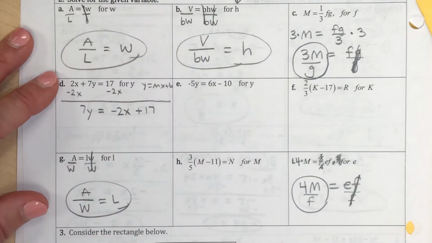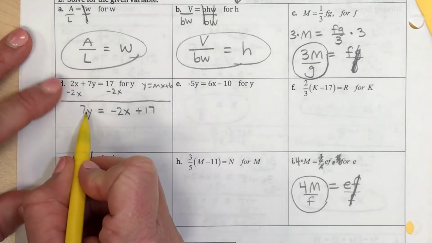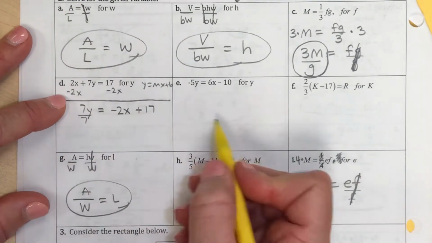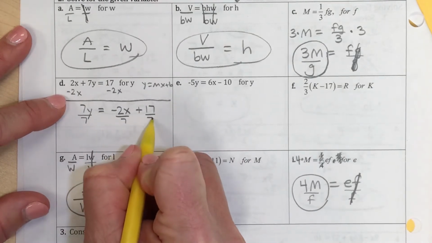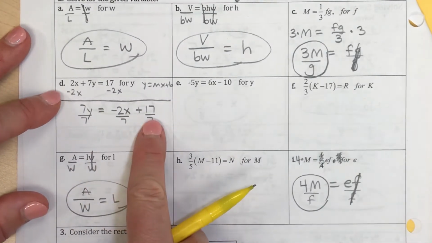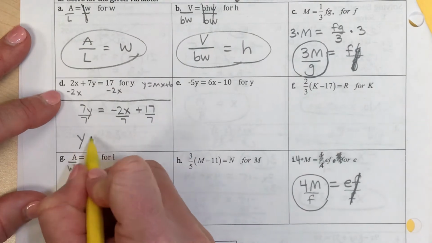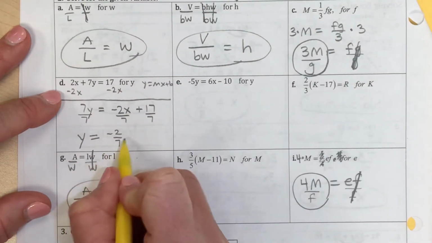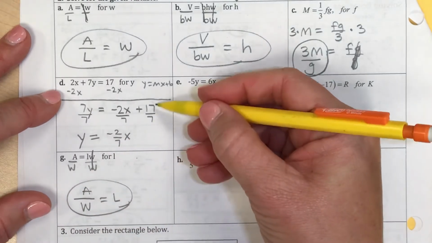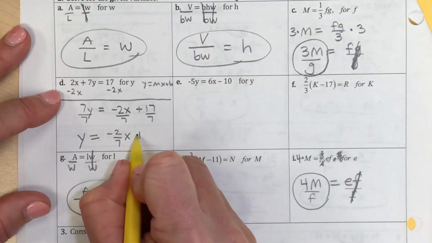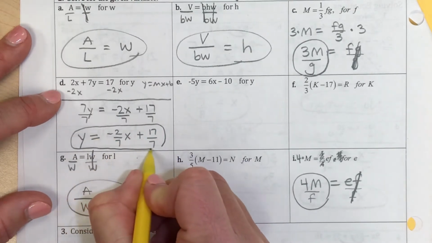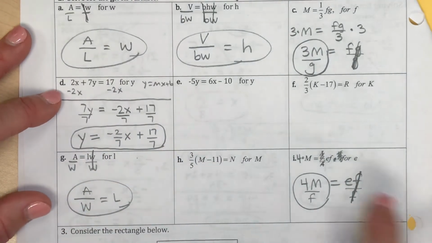Now, if I'm going to isolate my y, I have to get rid of the multiplication by 7. So I'm going to divide by 7. Now, when you do it to both sides, you got to do the whole side, not part of it. And then we're going to simplify our fractions if we can. 2 over 7, this is not going to reduce. And I don't think 17 over 7 reduces either. So actually, I'm just going to leave it 17 over 7. And there you go.